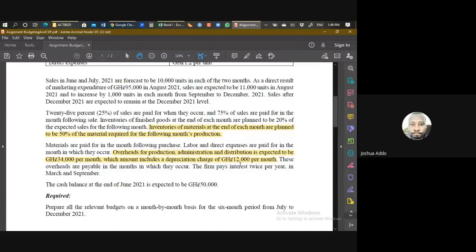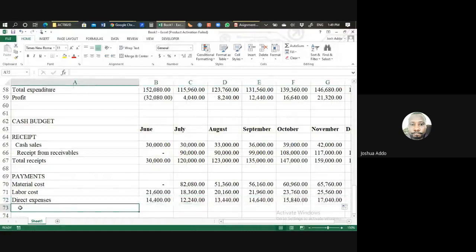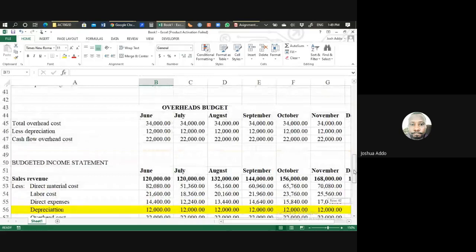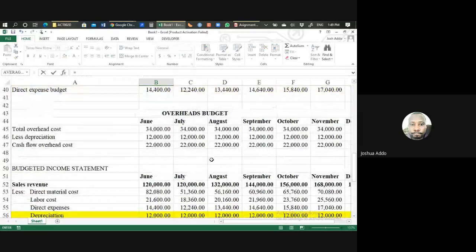So we come here, we say overheads. Same month for same month. So we go to the overhead cost budget. It's equal to, yes, this one, the one I described as cash flow overhead, which has taken care of the depreciation. We have subtracted the depreciation. So we take this amount, 22,000.